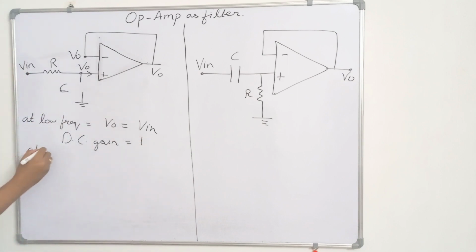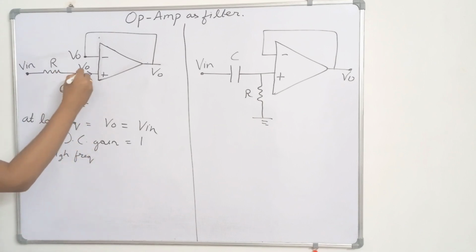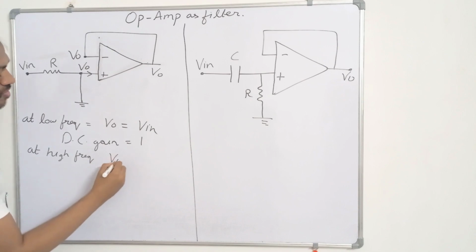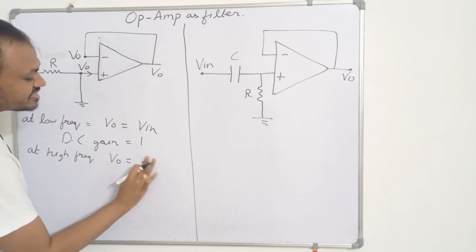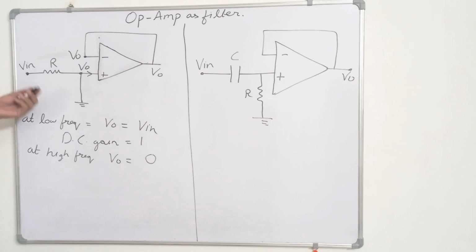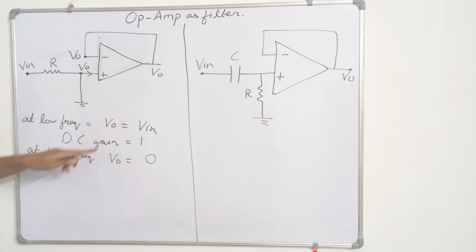At high frequency the capacitor will act as short circuit. So this will be the figure at high frequency. So at high frequency V naught equal to 0 because V naught is the voltage across the capacitor and capacitor is now shorted. So at low frequency V naught equal to V in. So DC gain is 1. At high frequency V naught equal to 0.